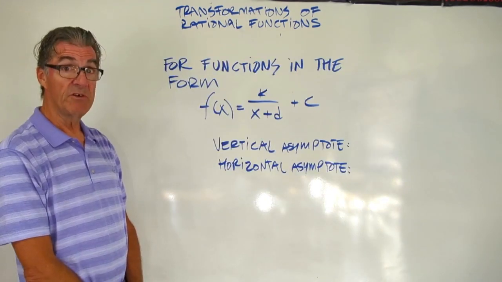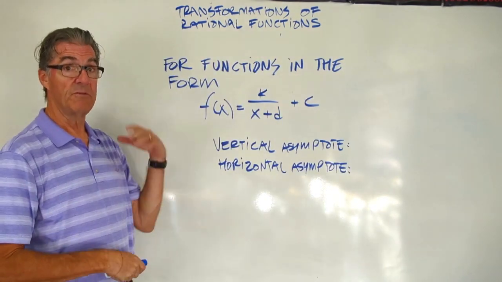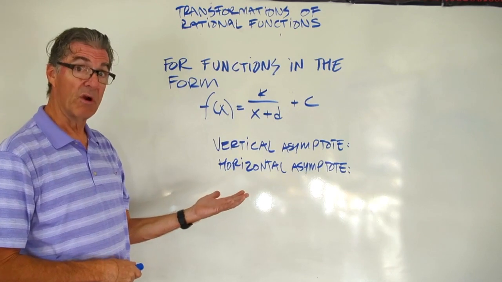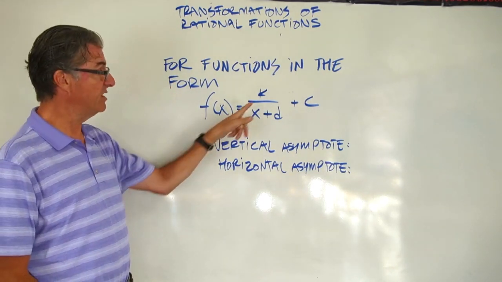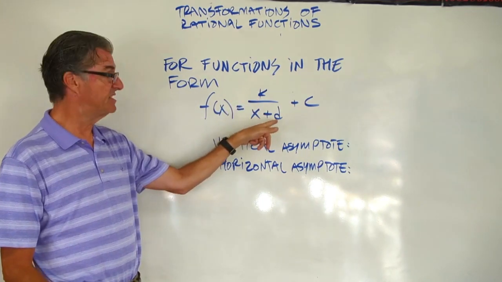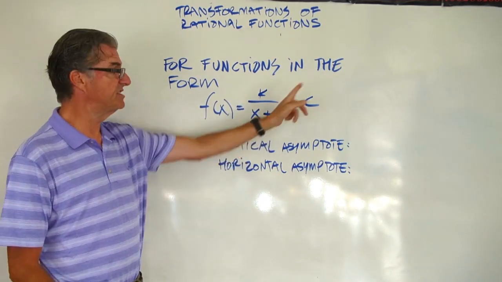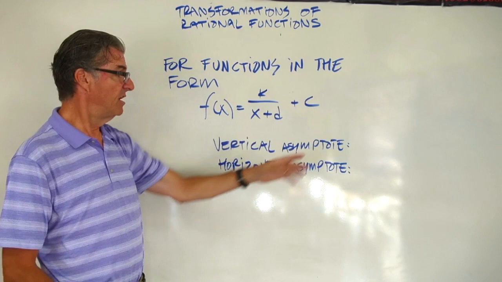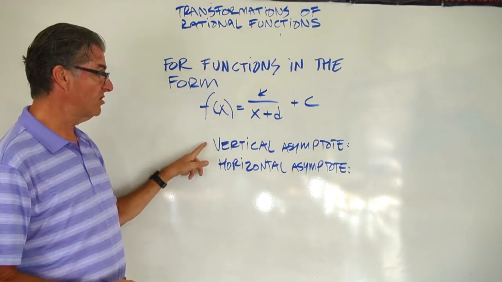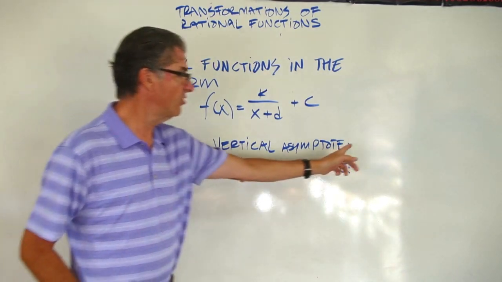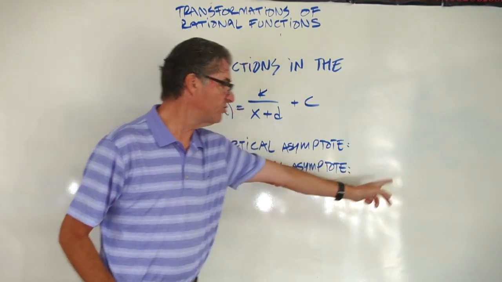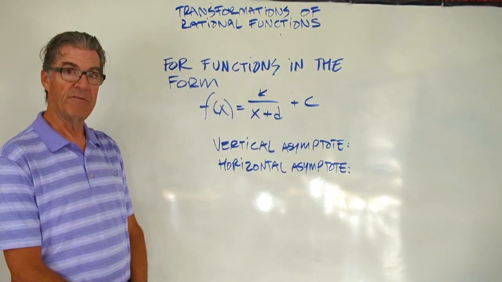Now let's make some general statements concerning what we learned from those 5 graphs in the last board. So check this out. For functions in the form f of x equals k over x plus d in the denominator plus c outside the denominator, now we're going to be able to say something about our vertical and horizontal asymptotes. So I want you to pause the video and you can write a short little equation for each one of those using the letters above.